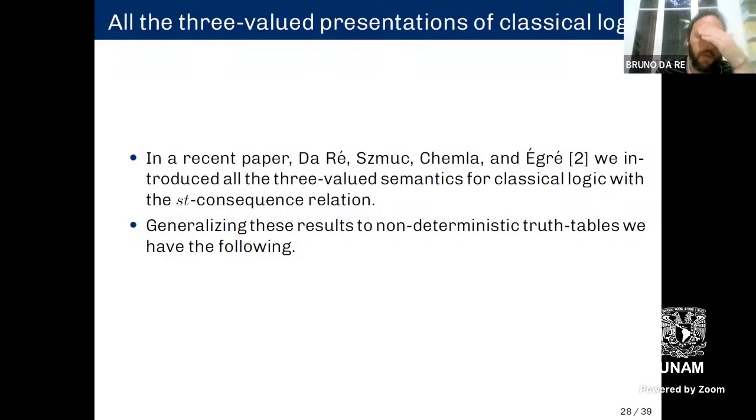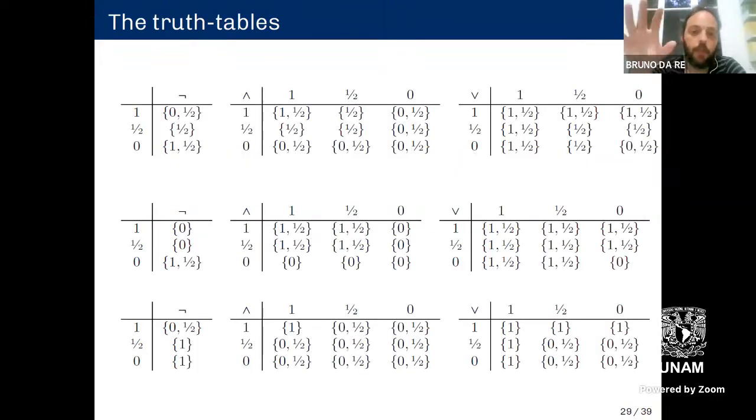So, how to obtain classical logic from all of this? In a recent paper with Damian, Emmanuel Gemblat-Negret, and Paul Legret, we introduced all the 3-valued semantics for classical logic with the ST consequence relation. What does it mean? It means that if you have a given 3-valued truth table and you put the ST consequence relation, we have a result which says that this is classical logic or it is not. What we did with Damian in this work is to generalize these results to non-deterministic truth tables.